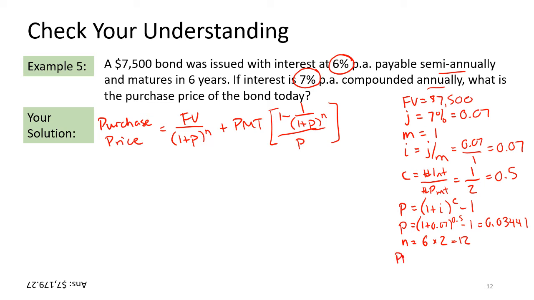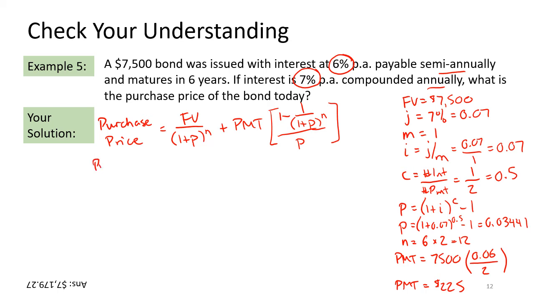For payments, again, we start with our face value, $7,500, and we multiply it by our bond rate of interest, 6%, which is 0.06, divided by the number of interest payments per year. In this case, it's semi-annual, so you divide it by 2. And if you do that, your payments come out to $225. So $225 twice a year.